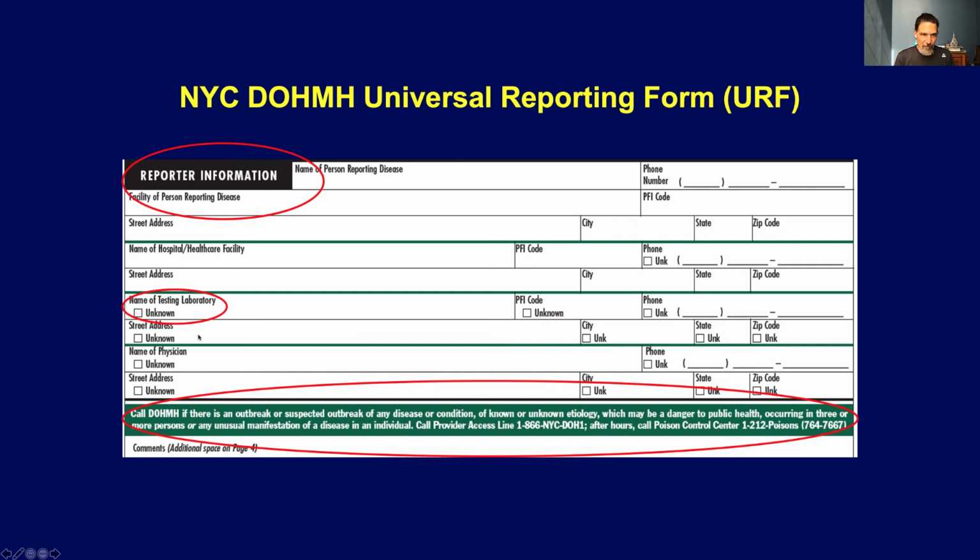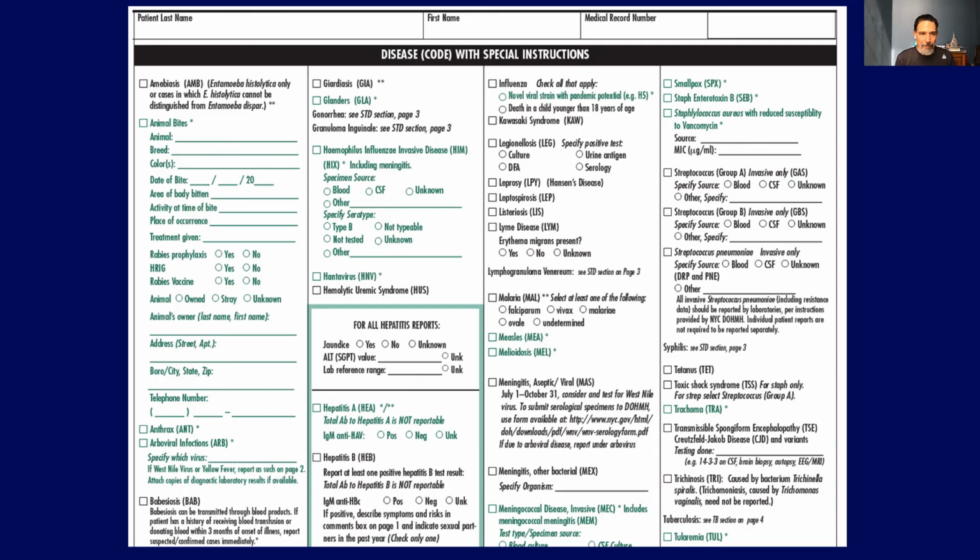And they get from the providers the name of any testing laboratory that was used where they may have sent specimens. Here you can see how they're operationalizing this clause, calling the health department if there's an outbreak or suspected outbreak of any disease or condition of known or unknown etiology, which may be a danger to public health. So this is also a situation that providers are required to report to the health department.